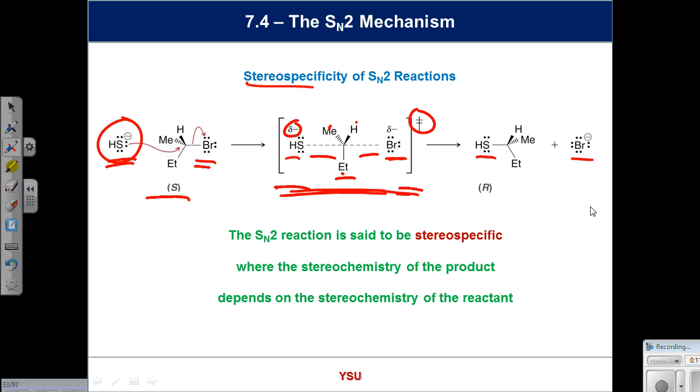It's said to be stereospecific. What that really means is that if you start with one configuration, you get the opposite configuration, because you get an inversion process, right? So the stereochemical outcome depends upon the stereochemistry of what you start with. In other words, if you start with S, you will get R. If you start with R, what will you get? S. That's stereospecificity. Okay? So be careful here.